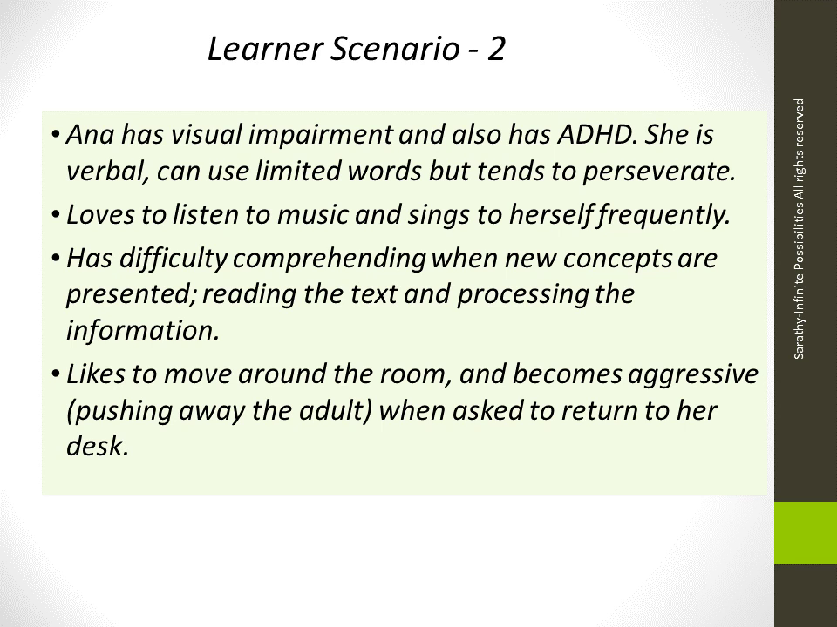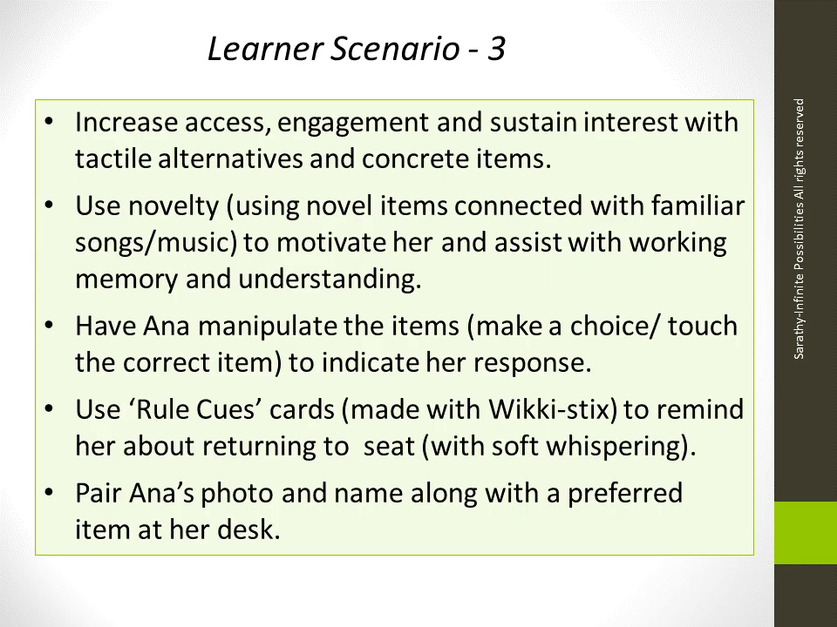But she has difficulty when new concepts are presented, and she has difficulty reading text, and she is not at the Braille stage. And that causes some problems with processing information when she has read the text. Unfortunately, one of the behavior issues that she has is she likes to move around the classroom, and when she is redirected, she tends to become aggressive. It says learner scenario 3. It should really be 2 continued.